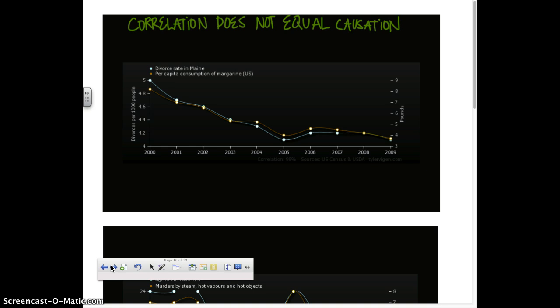Now, looking at this graph, you have two graphs here. You have this bluish looking one on top, which is the divorce rate in Maine, kind of follows this pattern. And then you have how much margarine people are eating in the United States. Now, it looks like those two follow the same path. They are correlated. They pretty much match each other exactly. However, that does not mean that eating butter causes people to get divorced. Just because they're related does not mean one causes the other. Correlation does not equal causation.